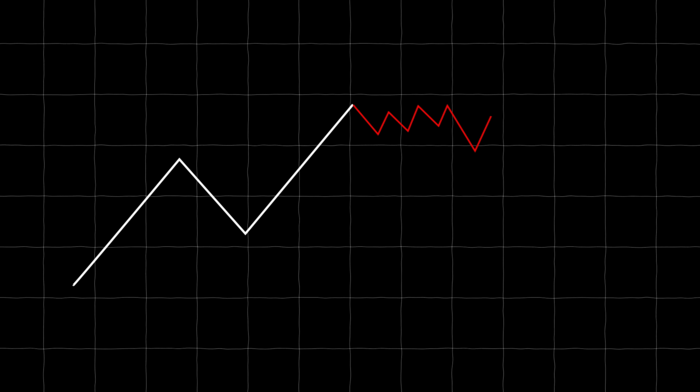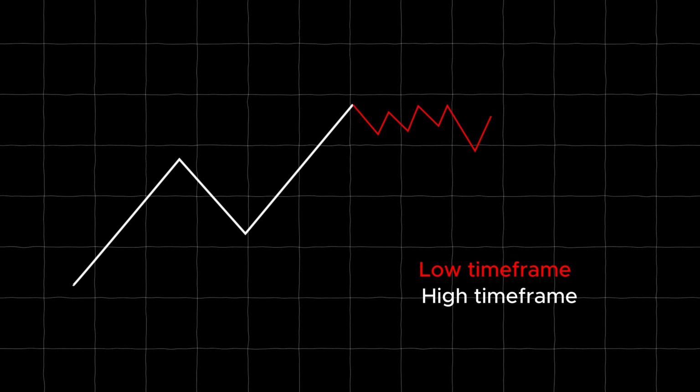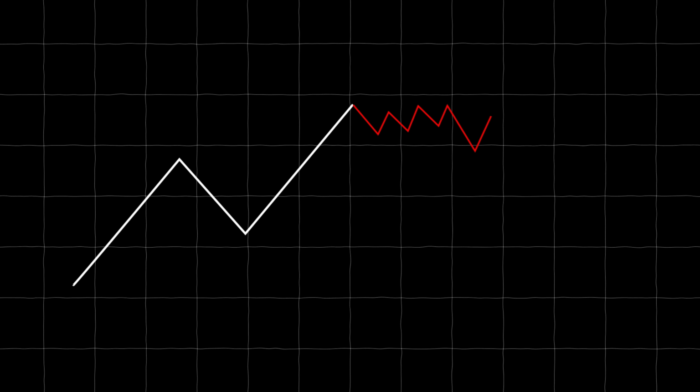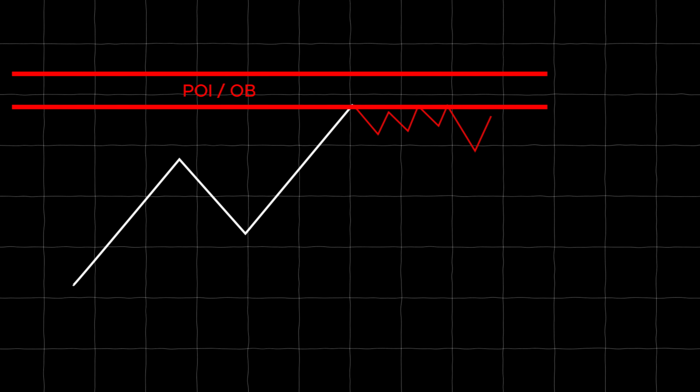The red price action is the lower time frame action inside the high time frame. Don't forget that we are inside a bearish point of interest as an order block, with price forming bullish breaks of structure in the lower time frame. Then it breaks down, creating the change of character.